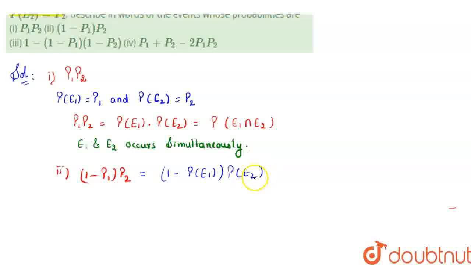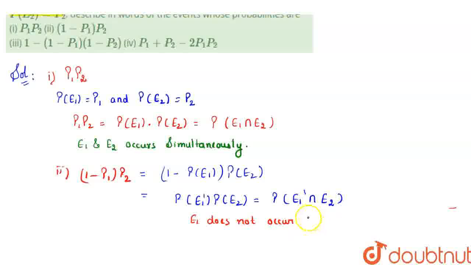Now what can we write down? We can write 1 minus P(E1) as P of E1 dash, that is complement. So P of E1 complement into P of E2 can be written as P of E1 complement intersection E2. So in words, what I can say is that E1 does not occur but E2 occurs.